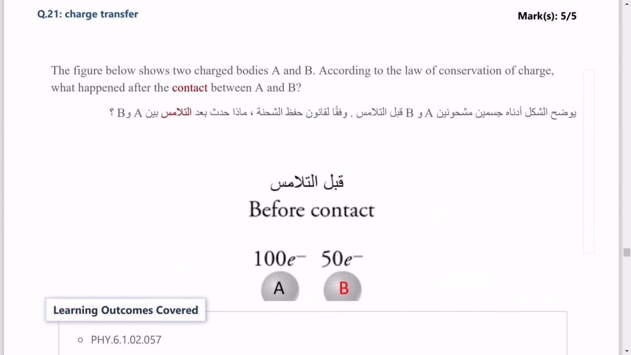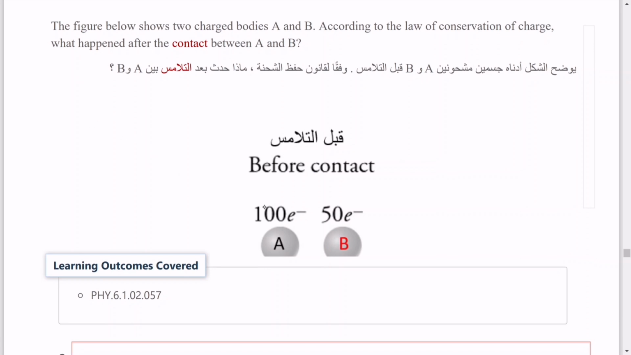Question number 21. The figure below shows two charged bodies A and B. According to the law of conservation of charge, what happened after the contact between A and B? When A and B come in contact, the charge will be equally distributed. So this charge will be 75 electronic charge, and here also 75 electronic charge, right? 150 divided by 2.